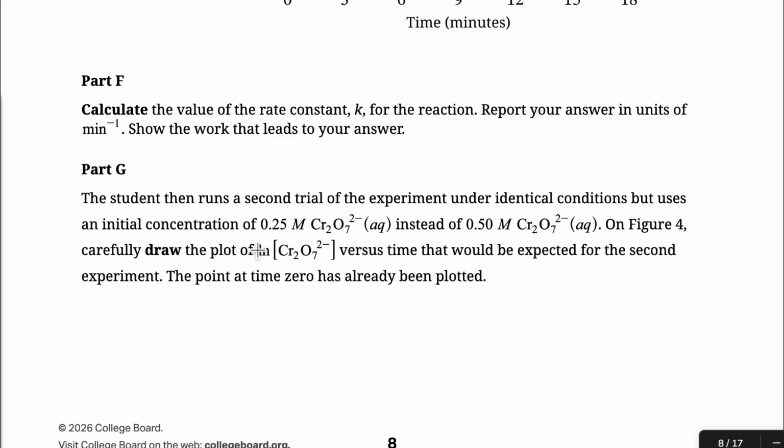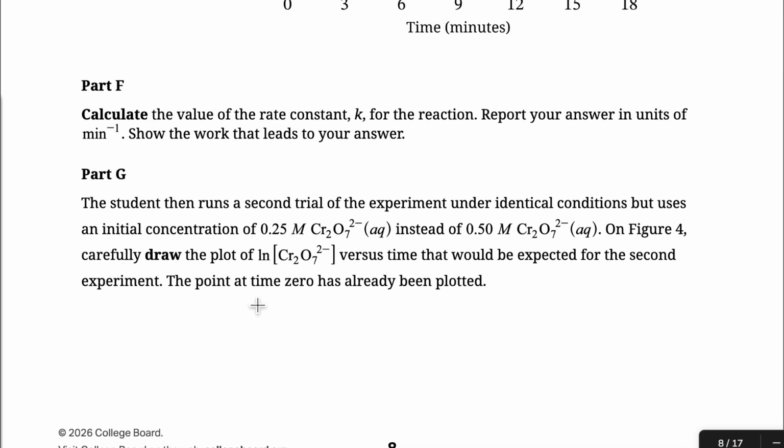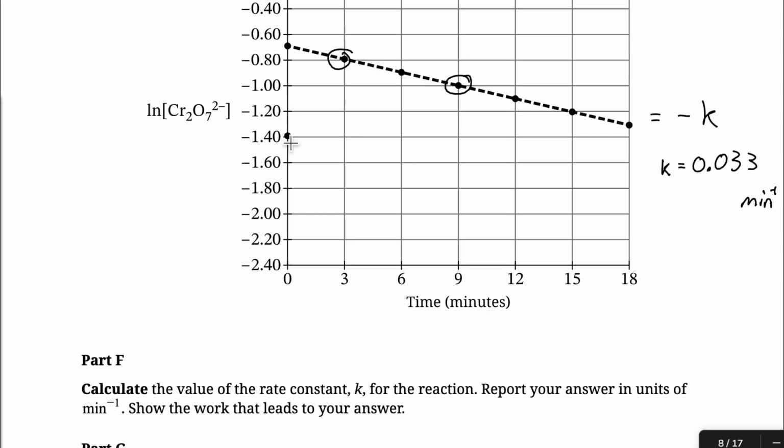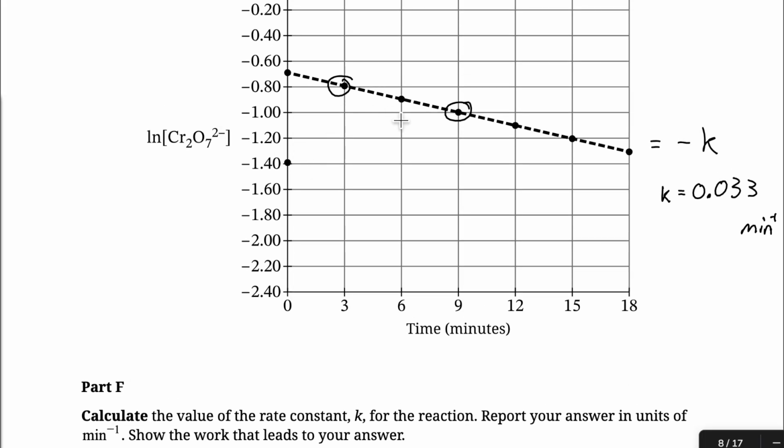Part G says the student then runs a second trial of the experiment under identical conditions, but uses an initial concentration of 0.25 instead of 0.50. On figure 4, carefully draw the plot versus time that would be expected for the second experiment. The point at time 0 has already been plotted, which is right here. So this line is going to be the same slope. It's going to be parallel just like this. Oh, that is not a parallel line. But it would be a straight parallel line. I would use a ruler if you have it on the test.